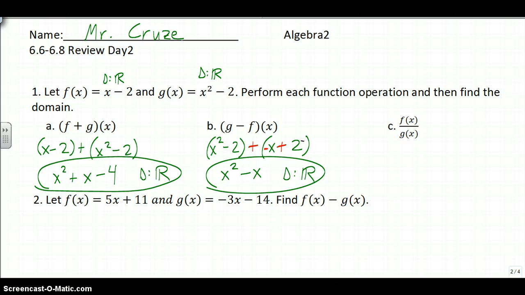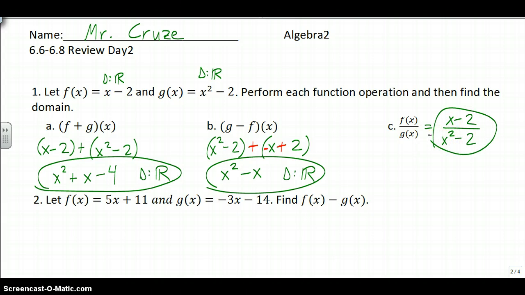Division's the only kind of weird guy. F over g, that's not too bad. X minus 2 over x squared minus 2. I guarantee you I'm going to see people try to cancel the 2's. Don't do it. They're different things. You might be tempted to try and factor the bottom, but there really is no way to factor the bottom. X squared minus 2 does not factor nicely. So this is actually it.